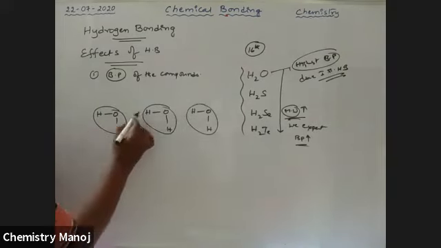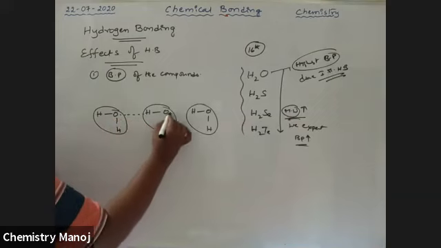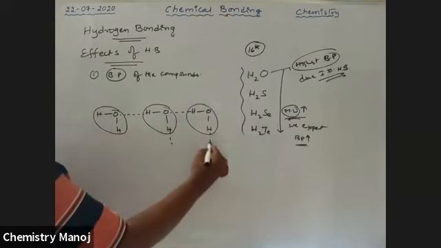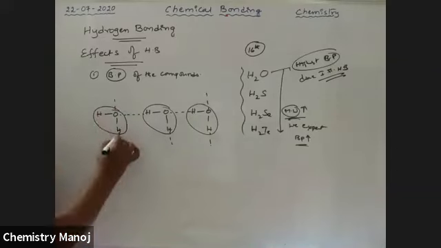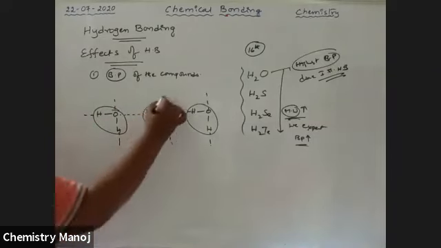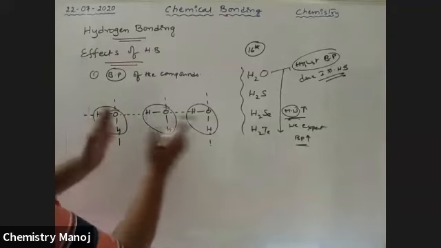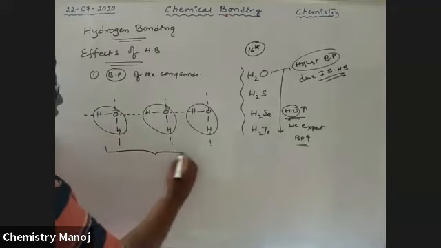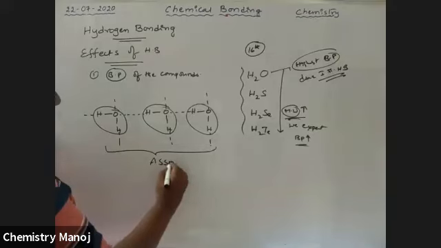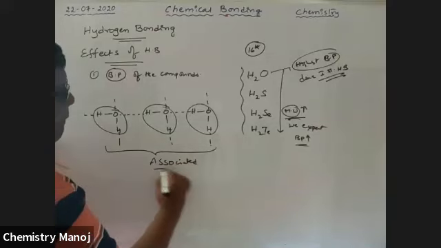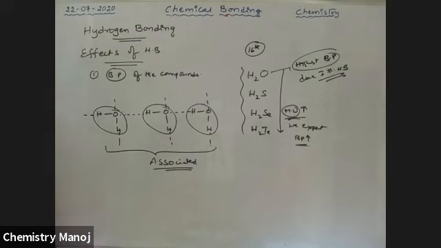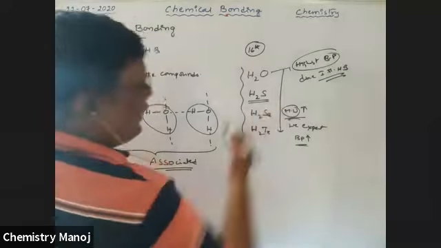Because of oxygen and hydrogen, there is intermolecular hydrogen bonding, like this. These dotted lines, each one is a hydrogen bond. Because of this, all these water molecules are associated. Now I am considering the second example, H2S, from the same group.